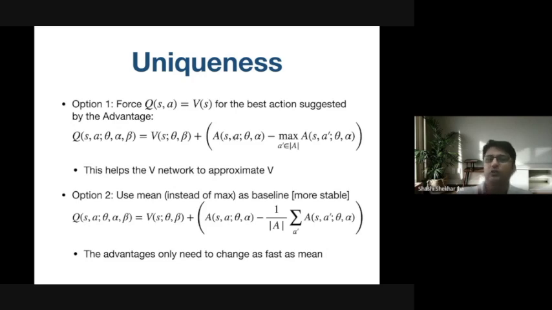Okay. So this was one of the methods, but there was some non-linearity here, right? This is a non-linear function, this max function. And we tend to reduce non-linearity because that complicates the matter. So the second one they used is, let us subtract the mean of the advantage function from whatever advantage function we are predicting. Okay, this was more stable, they found. And that is how they ensured the uniqueness of these Q values.